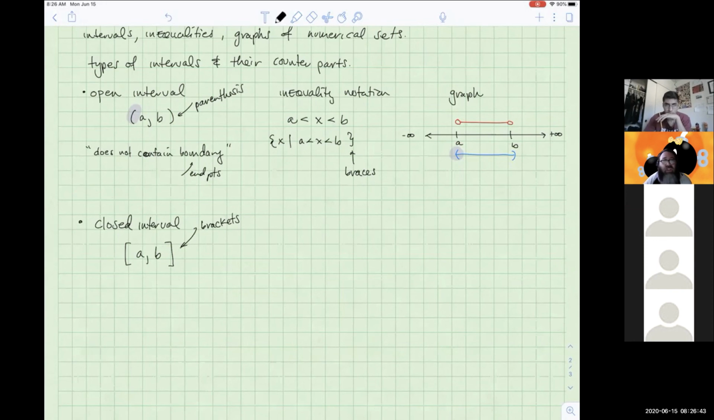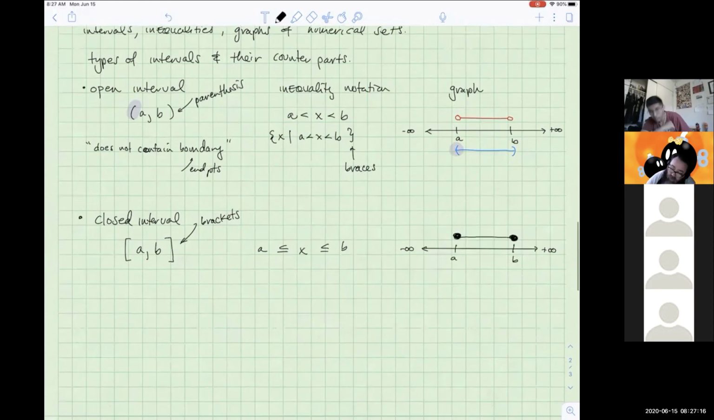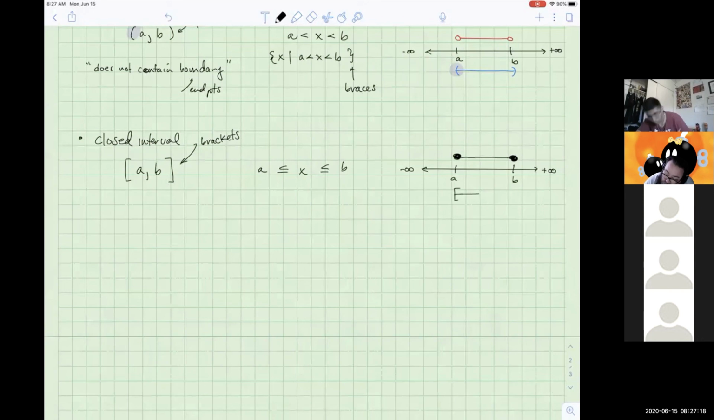Anyway, as far as the inequality notation goes, this is still between A and B, but now we're using inequalities that have equal signs on them. This is A less than or equal to X, less than or equal to B. And this graph is also similar. The only difference here being that we're going to use closed dots or solid dots. That would be the corresponding graph where you might see something like this.